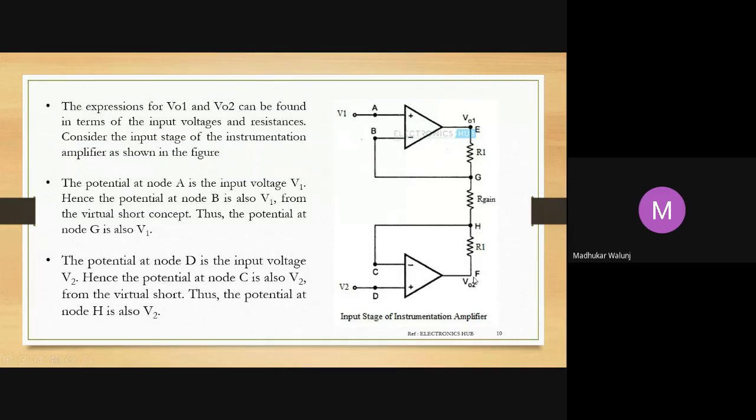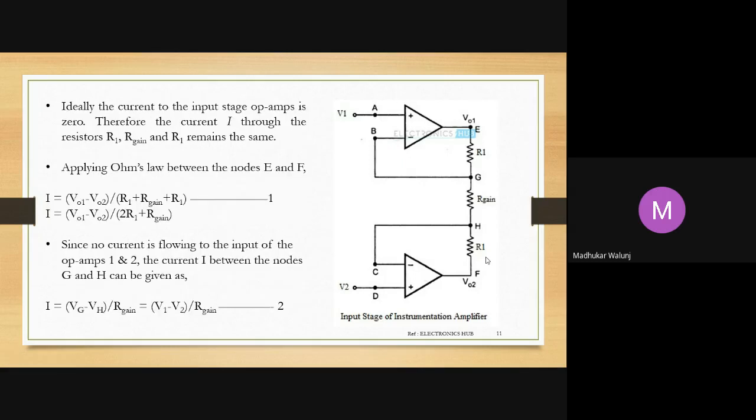So we have voltages now, and we have resistances. The current is flowing from E to F. We have to find out the value of VO1 and VO2. Ideally, the current entering the inverting and non-inverting terminals of the operational amplifier will be 0.